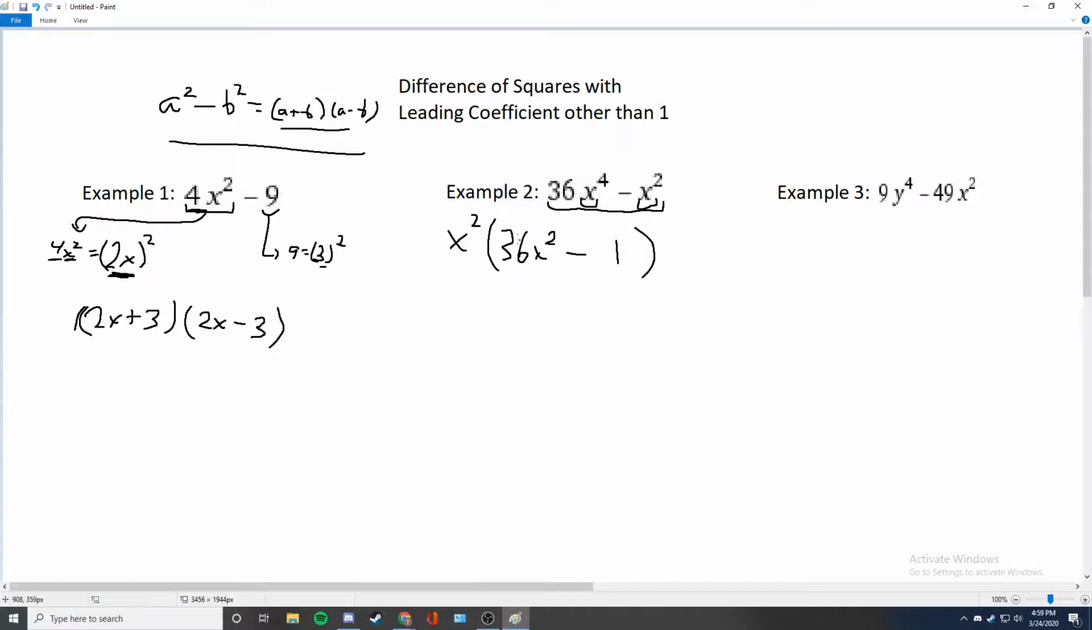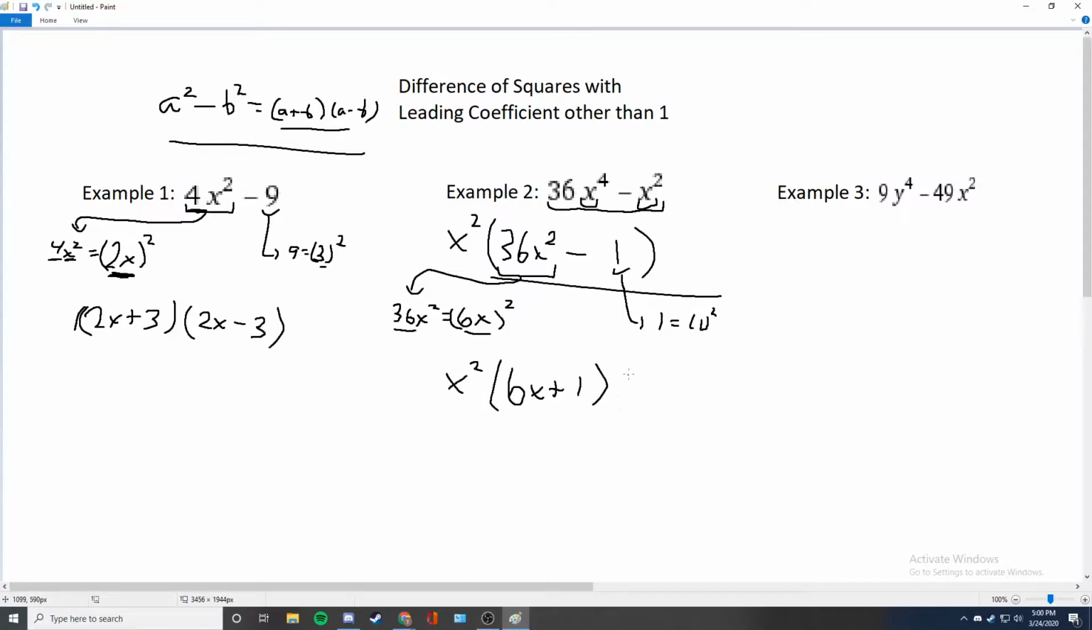So now, with this term, we can do a difference of squares. So 36x squared will factor out just like the last example. So 36x squared is really equal to 6 and x, the whole thing squared. So this is our first term, and then 1 is really still just 1 squared, right? So our two terms are going to be 6x and 1. So remember, we have to keep that first x squared out front, and then we'll factor that piece out. So we get 6x plus 1 and 6x minus 1.